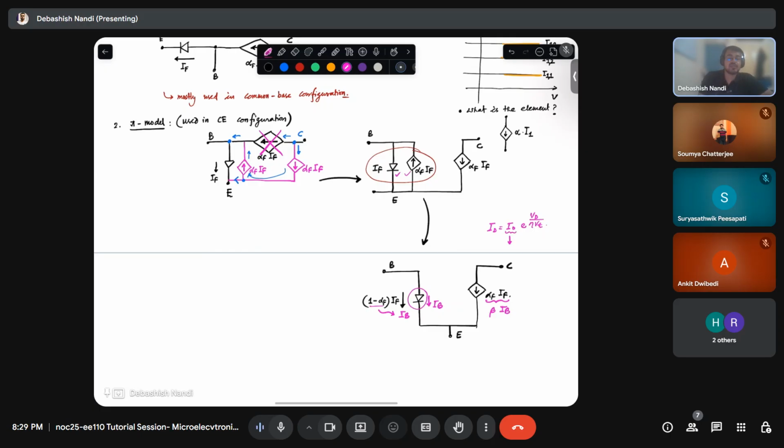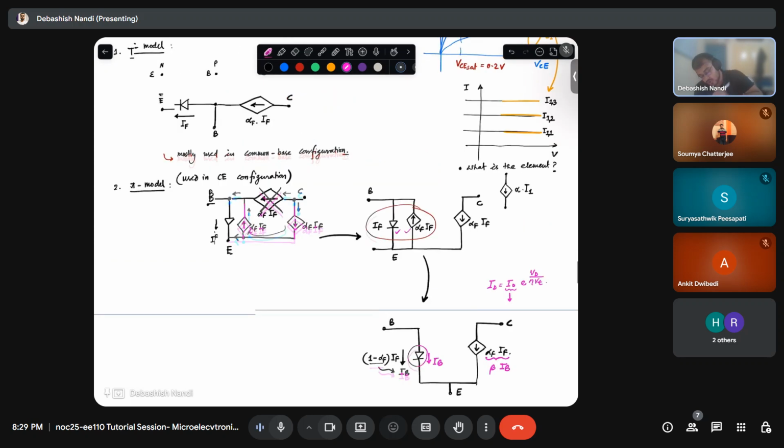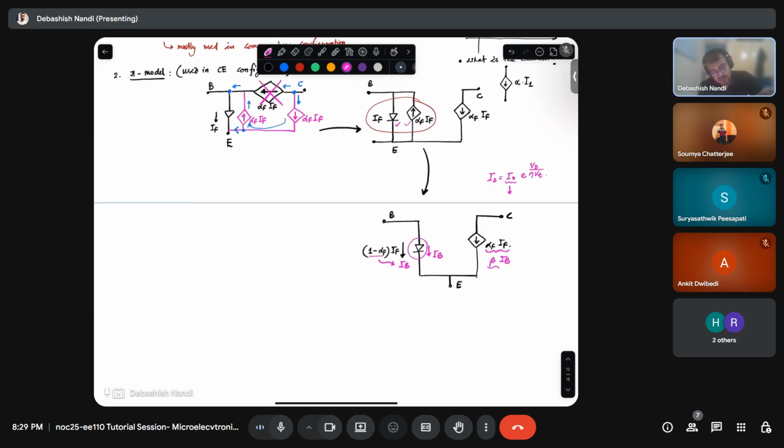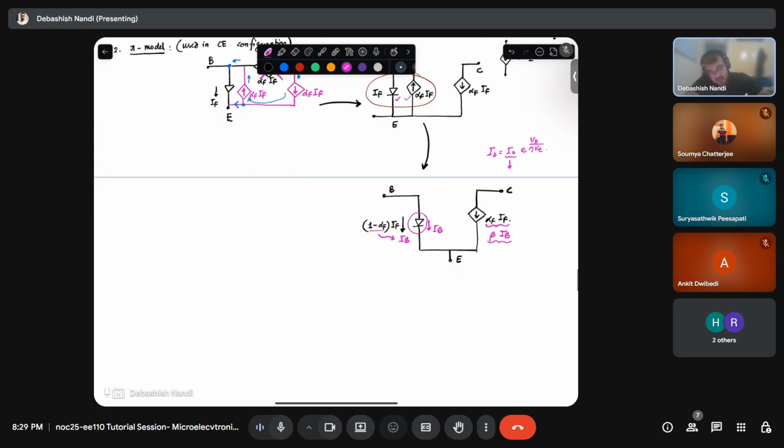So this model from T to pi gives you an insight of how your common base and common emitter gains should be and how they are different. Here, if you note, we have used alpha F, the alpha factor, that is the common base current gain. And here we use beta IB. It is just a representation of the same thing. Fine. So this is your celebrated pi model.